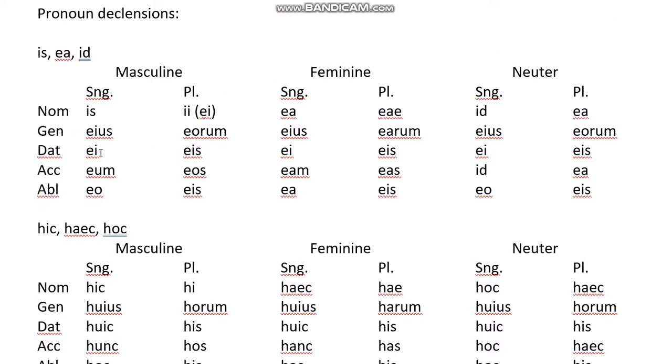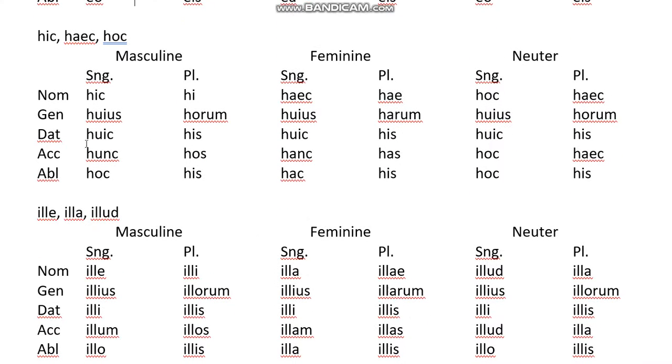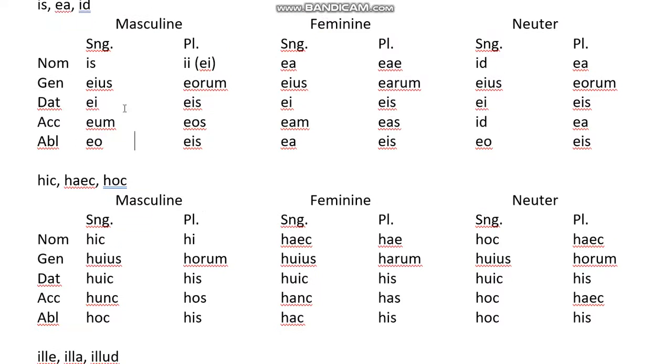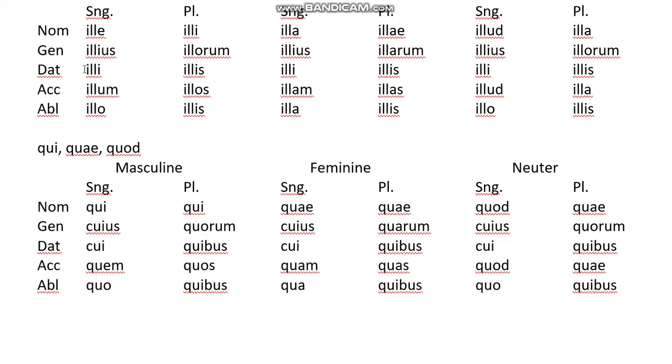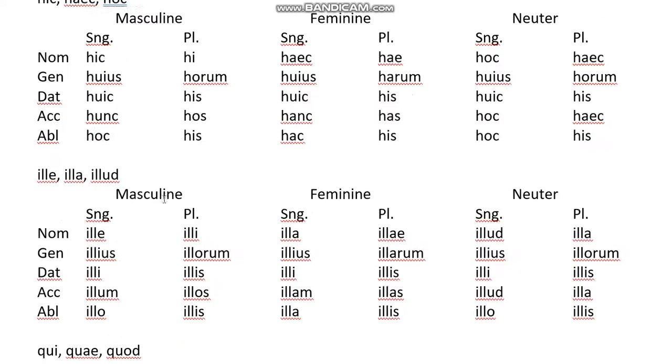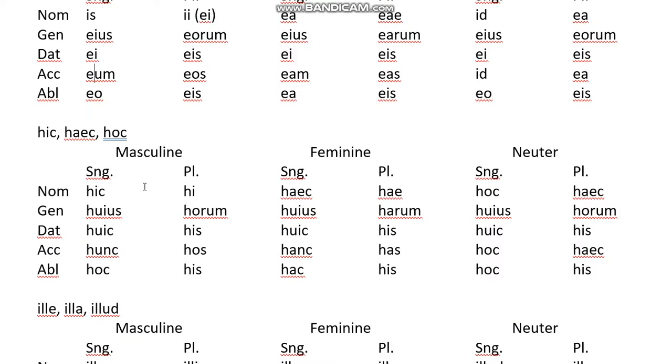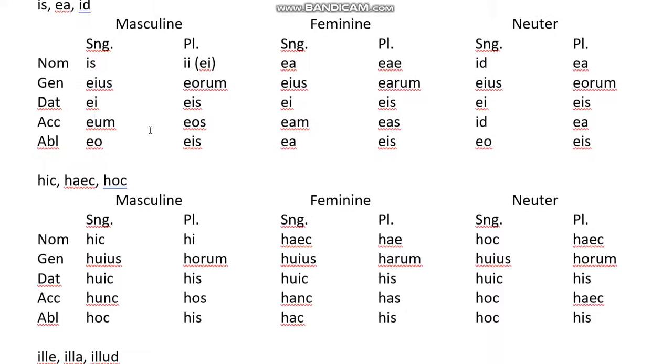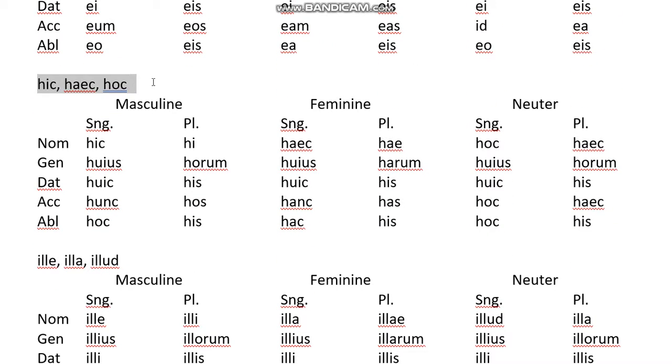For the dative singular, for almost every single pronoun, with the sole exception of hic, haec, hoc, the dative singular is the same across all three genders, and it ends in i. So this would be pronounced ei, illi, qui, and so on and so forth. Again, that is a rule for every single pronoun, with the exception of hic, haec, hoc.